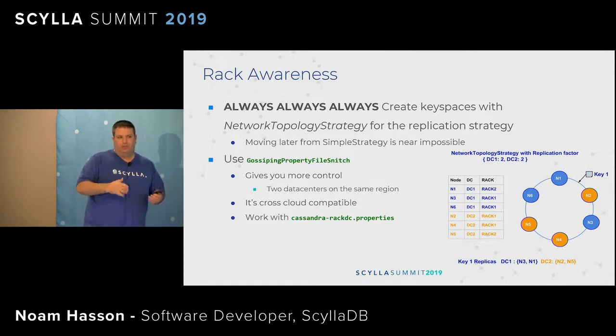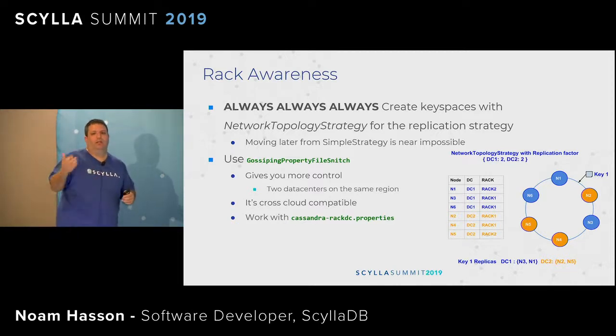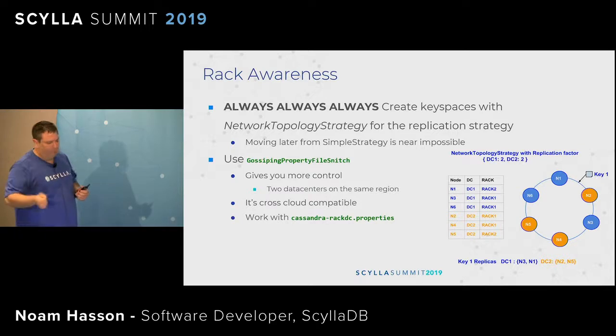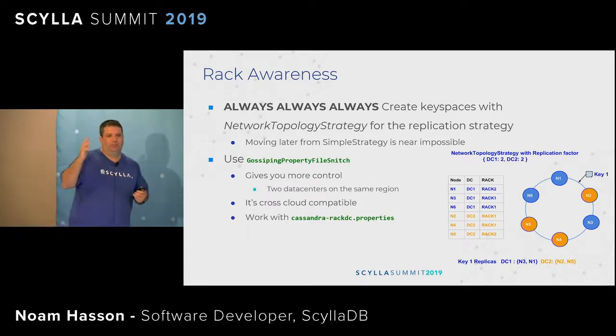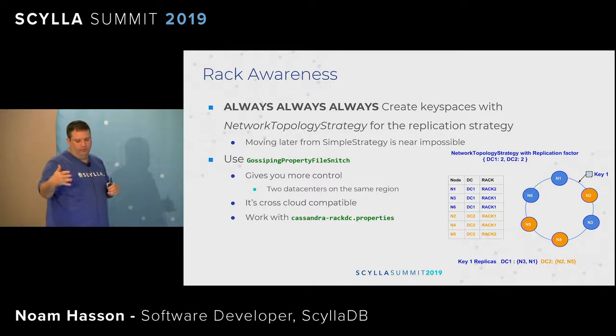One of the snitches that is available is an EC2 snitch. Basically, the EC2 snitch should automatically discover for Scylla where each server is located. However, we don't use that. We use the gossip property file snitch. The advantage in the gossip property file snitch is you control it. You tell Scylla, okay, that server is located in US East 1A, that server is located in Tokyo, in that specific availability zone.